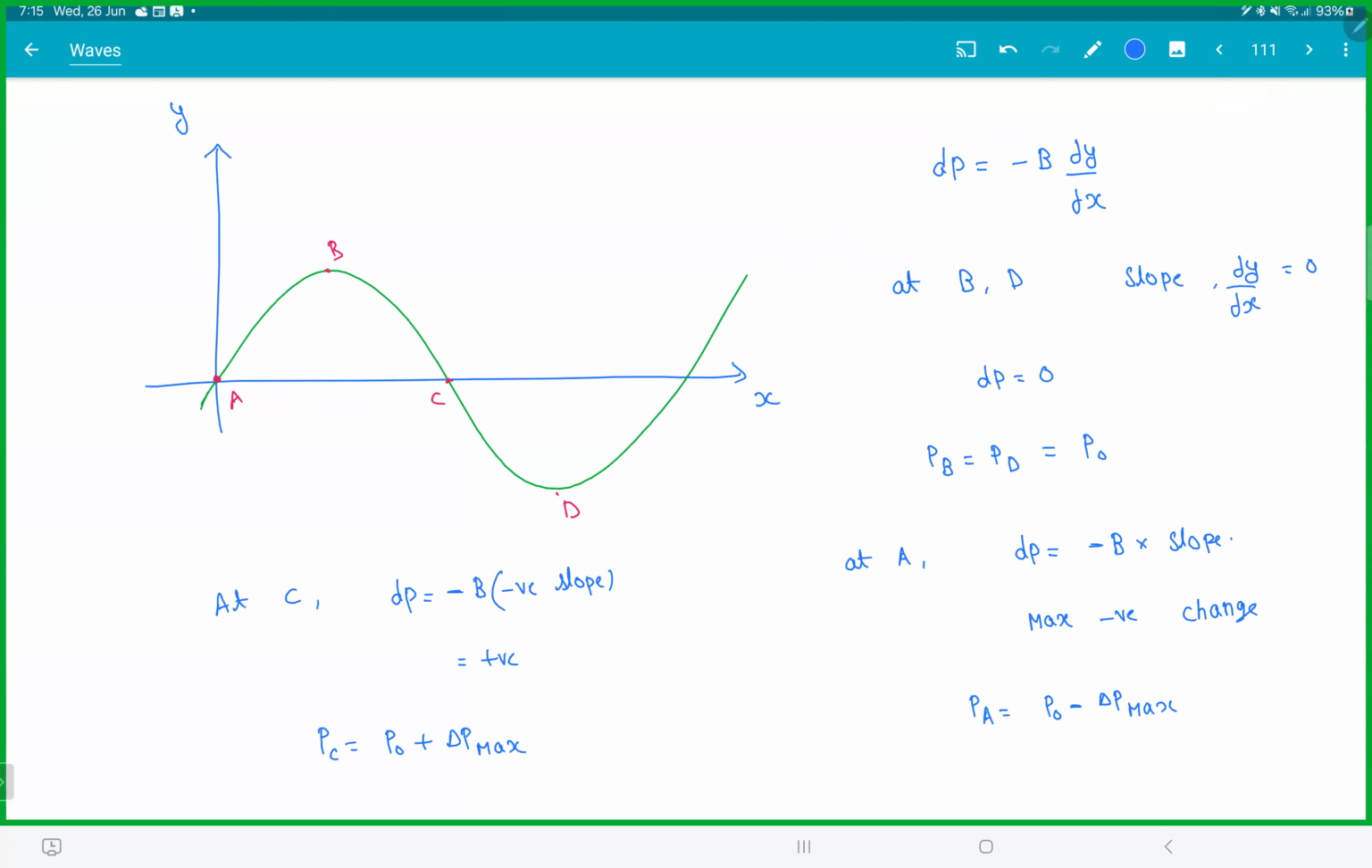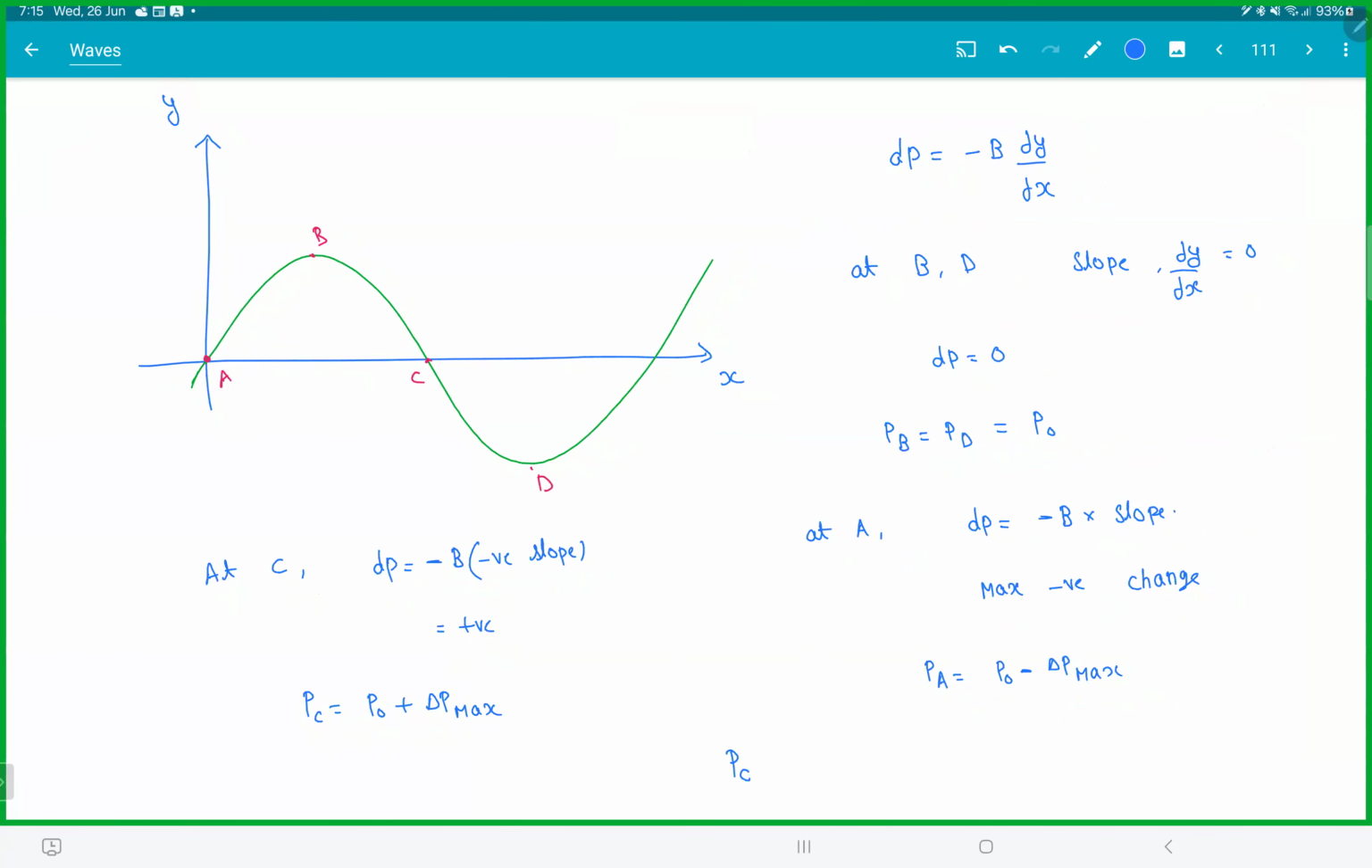So if you look at the answer here, the order would be: pressure at C is greater than pressure at B and D, which are equal, and then pressure at A. The maximum change in pressure occurs at C and A. One is a positive change, one is a negative change. Is this making sense? Now, this question, when I teach medical people, I don't teach this way. I give them a simpler form. There is a more intuitive way of doing it.